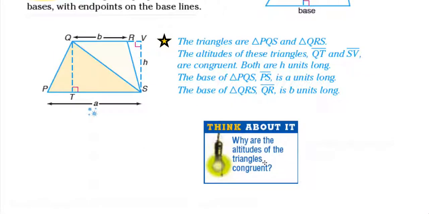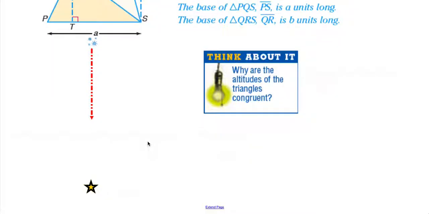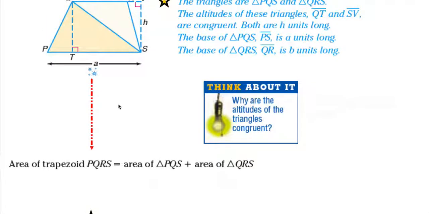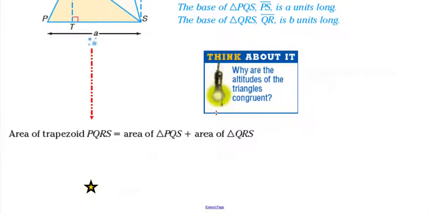So if we analyze that, and if we draw 2 triangles like that, we know for a fact that if you get this triangle and add the area of this triangle, we end up with the area of the trapezoid. That's what we want to find out. So the area of trapezoid PQRS will be equal to the area of triangle PQS plus the area of triangle QRS.